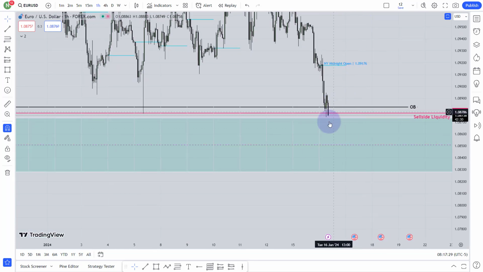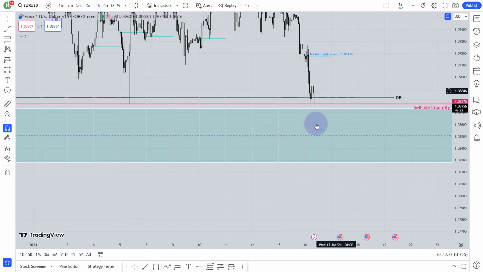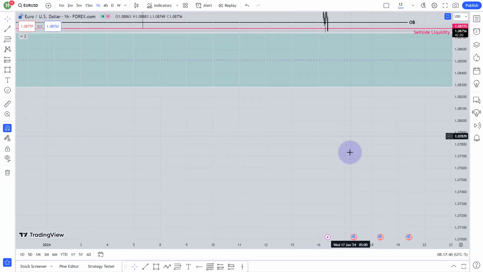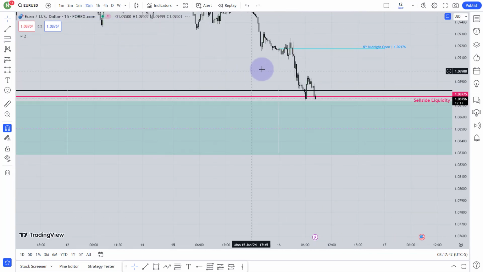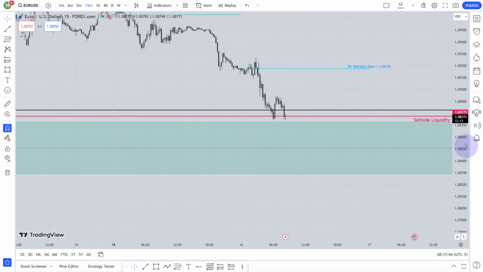Okay, all I need to see, I'm waiting to see how this last fair value gap works. If it can hold, I'll get higher. If it fails to hold the price, it will go lower. I'll go to the 15-minute chart. From the 15-minute chart, it is the same thing.